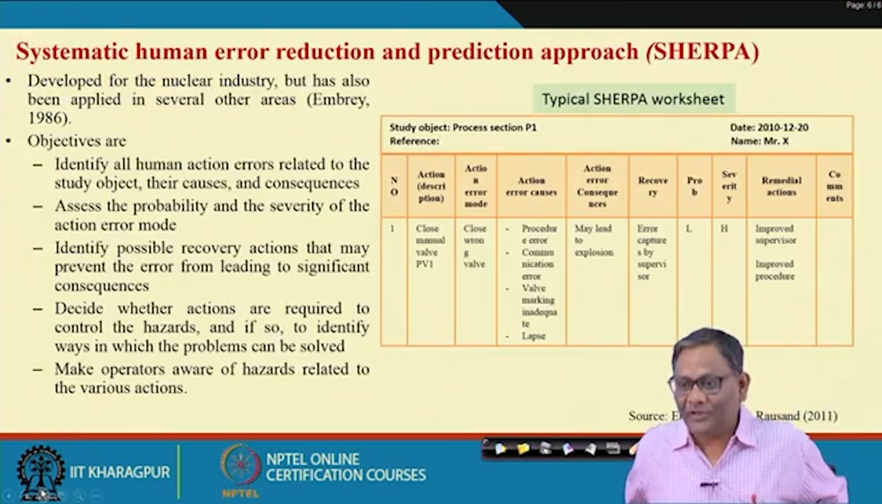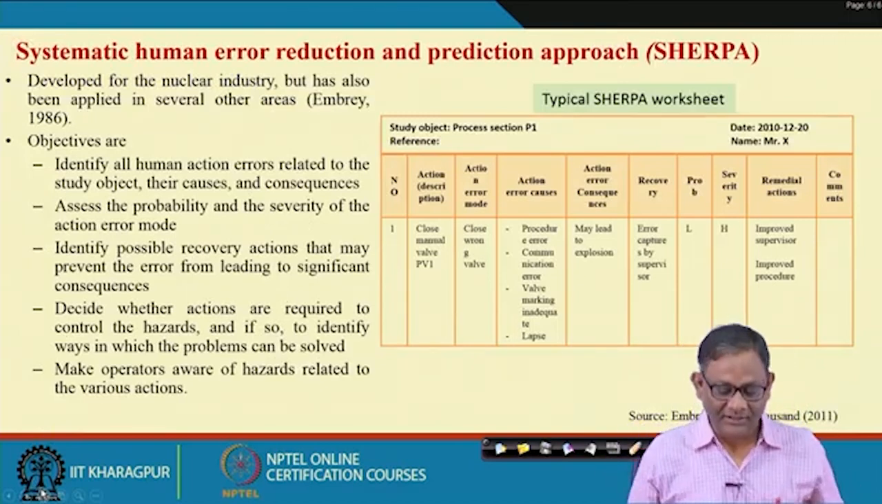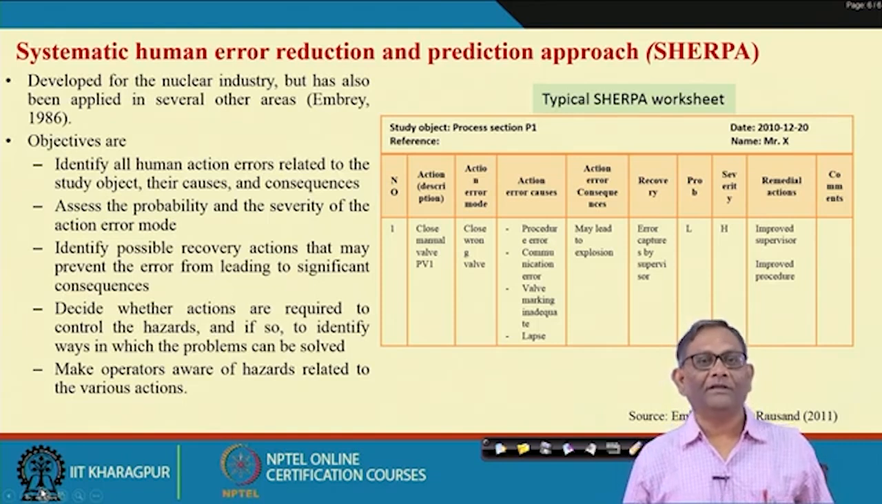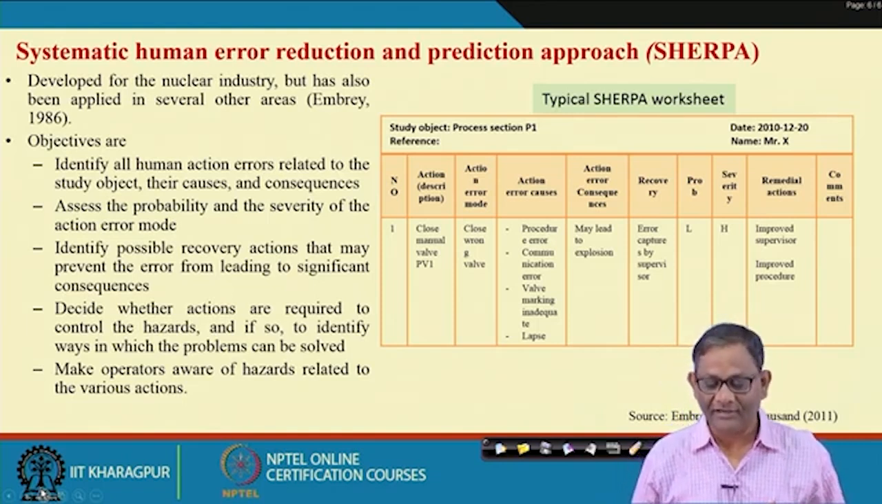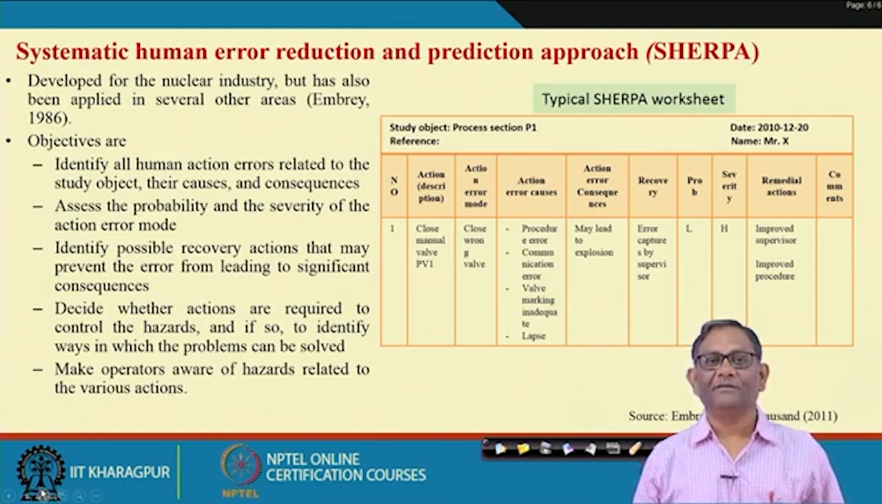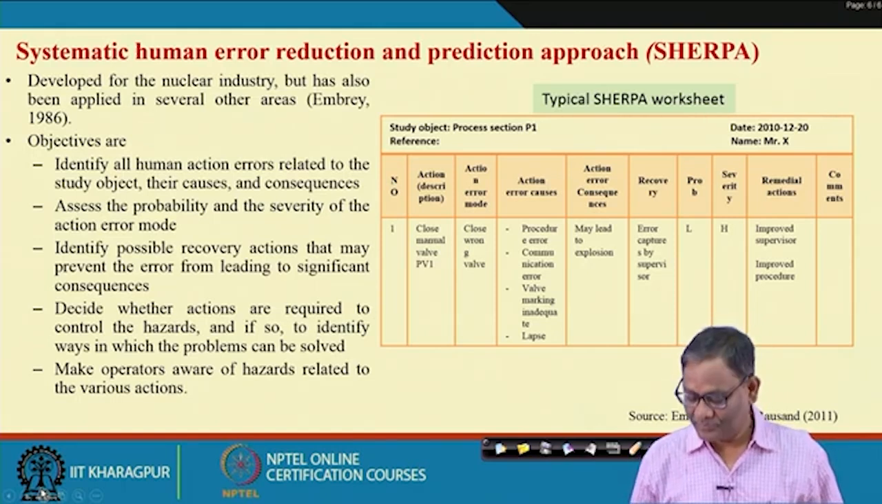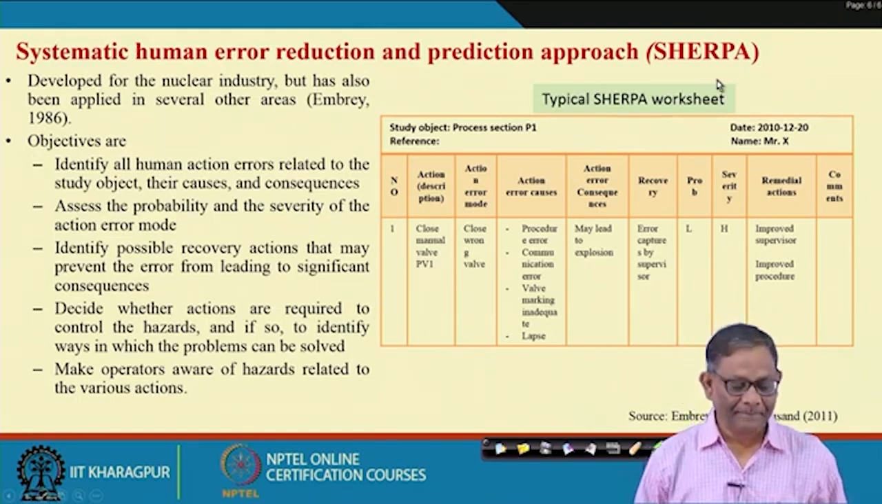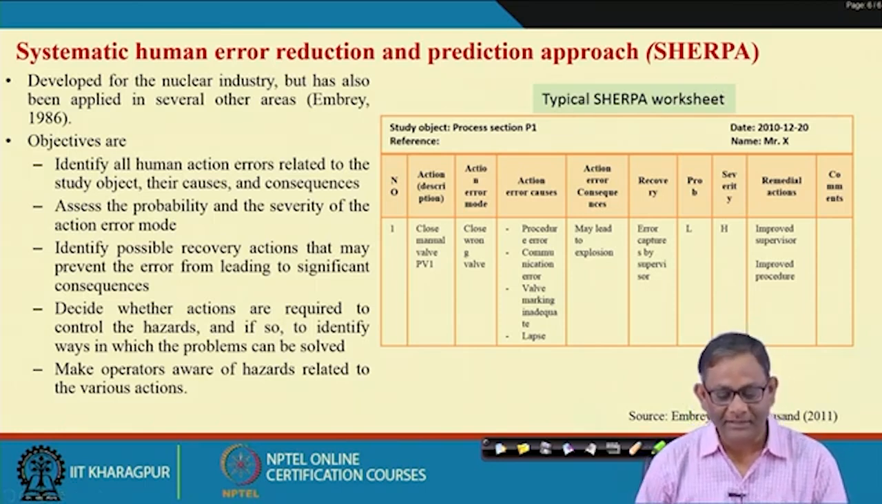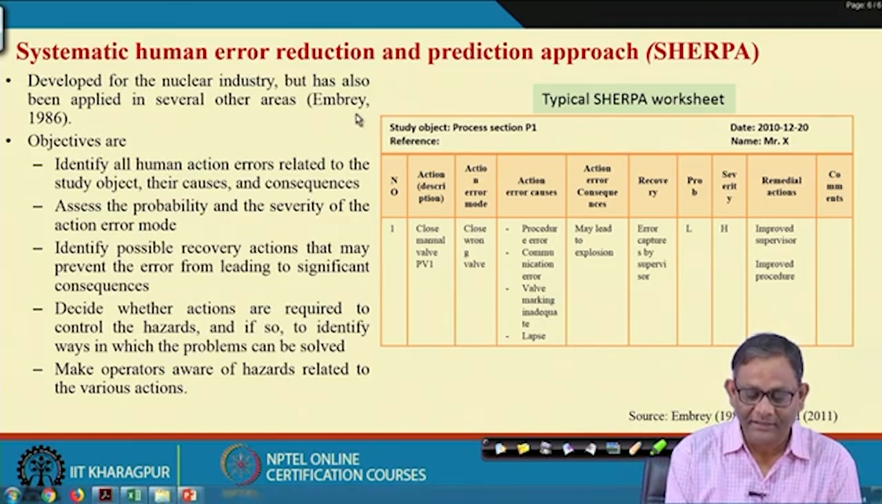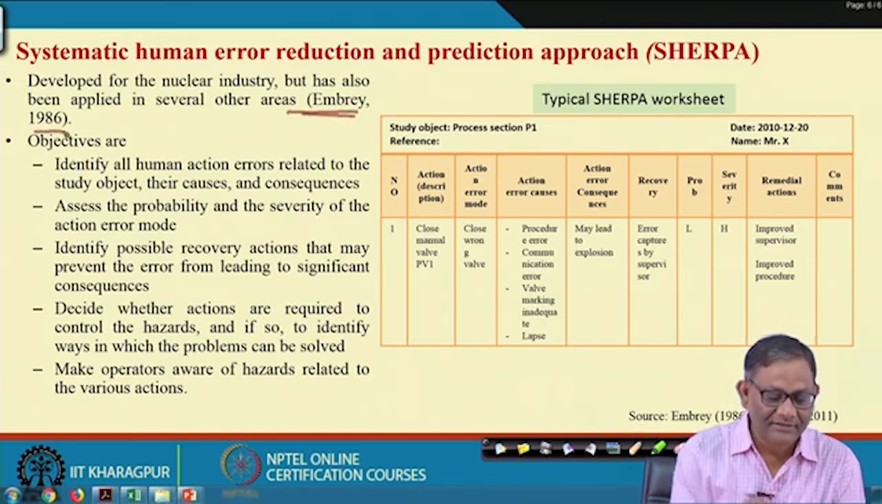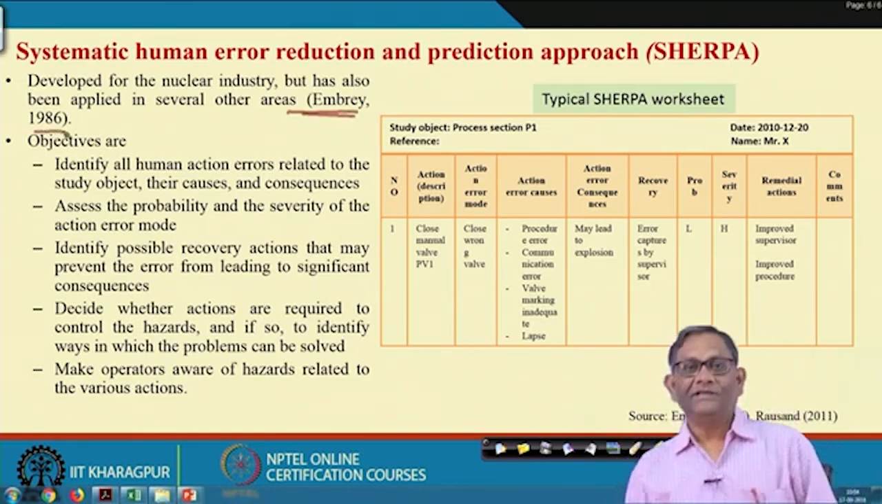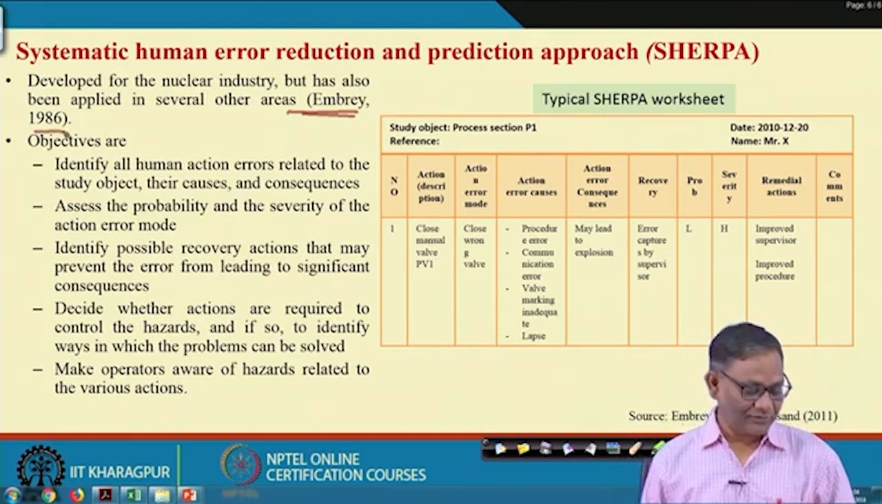Now we will discuss something which is a little higher level or more popular in human reliability analysis: the Systematic Human Error Reduction and Prediction Approach, that is known as SHERPA. This was developed by Embrey in 1986. So, we will see one case study using this also. So, we will spend some time here.